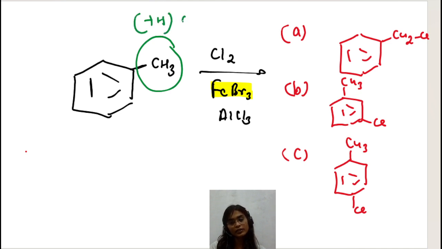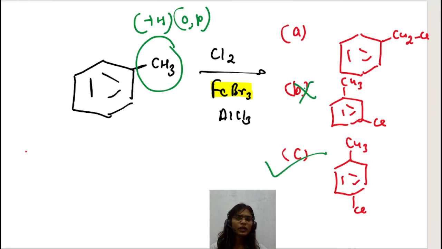Which kind of directing is it? Ortho and para directing. Remember that if a CH3 group or any +M or +H group is there, we have to go with ortho and para. So the para product can be there and the ortho can be there. But in the options we are not observing any ortho product, only para is there. So this is the correct answer. Meta is not the correct answer.